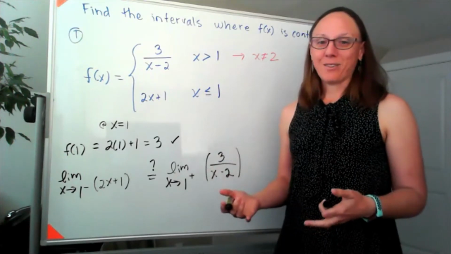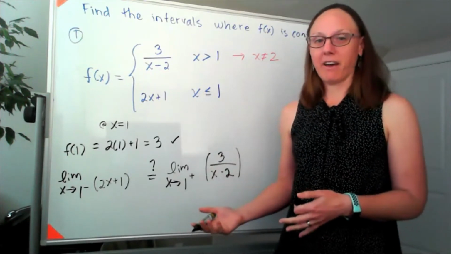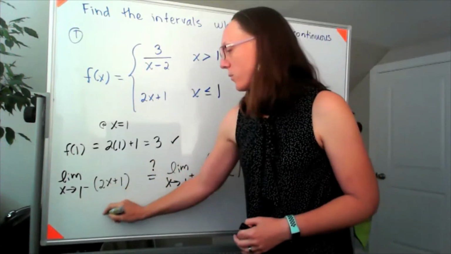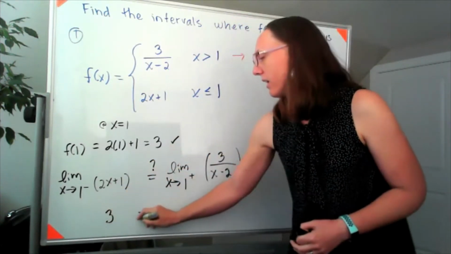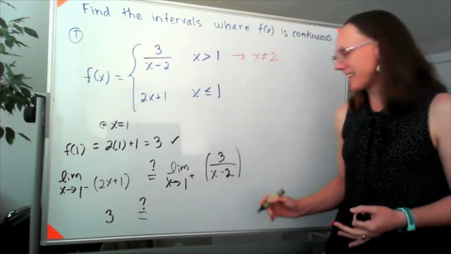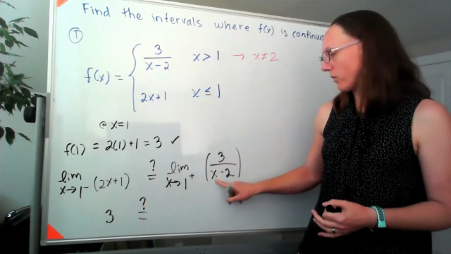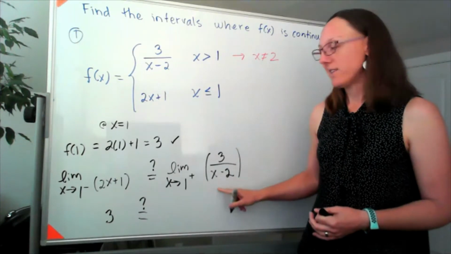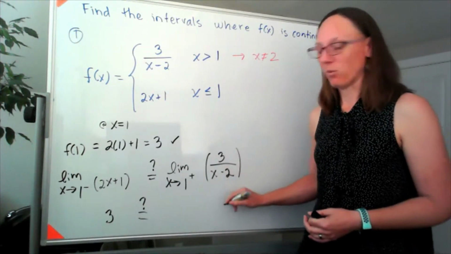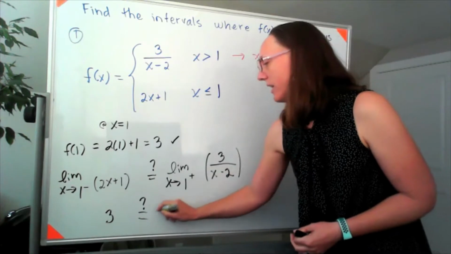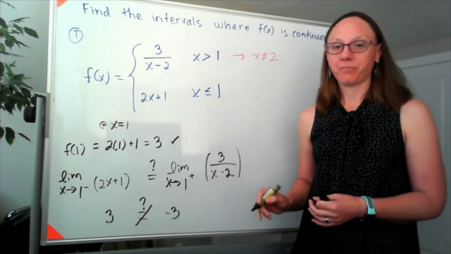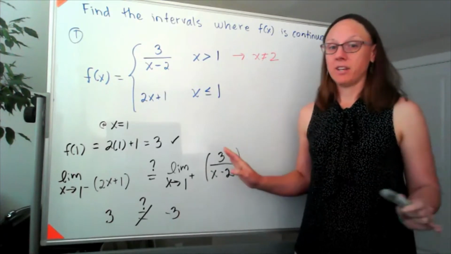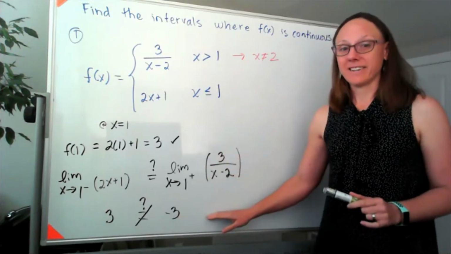What do we do when we see a limit problem? We try plugging the value in. So if I plug in the 1, 2 times 1 plus 1, I get 3 over here. And the question, is that the same? When I plug in 1 over here, I get 3 over 1 minus 2. So I get 3 over negative 1, or negative 3. They're not equal.